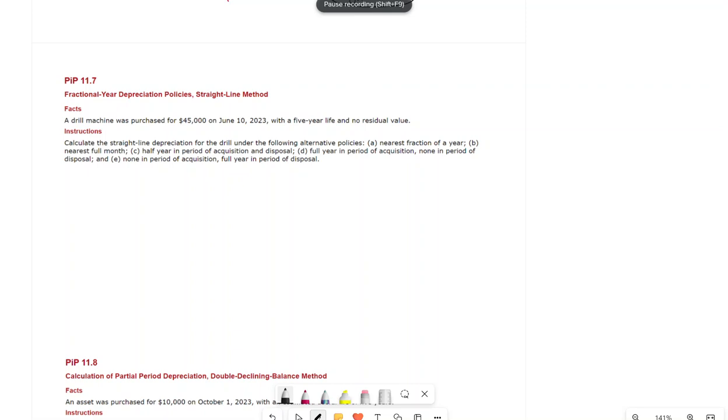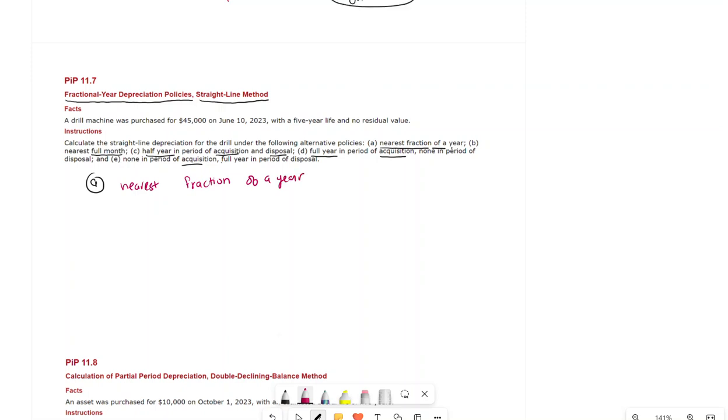Going further with this one, in this case we are learning about fractional year depreciation policy under the straight line. There are different ways of calculating straight line. The first one is nearest to the full month, half year, half year in the acquisition and the disposal, full year, and none. Full year in the acquisition, none in the disposal; none in the acquisition, and full in the disposal. We are going to do each one. First one is the nearest fraction of a year.